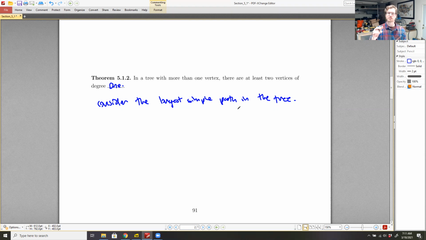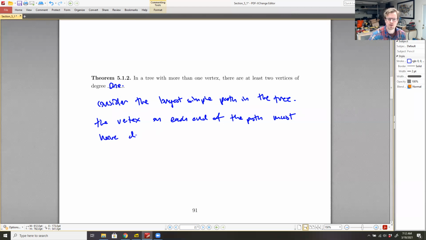We can find it because there is one. There might be more than one, maybe 7 of them all have the same length and they're all the longest. That's fine. Pick any one of them. But consider the longest simple path. What we would have is that the vertex on each end of the path must have degree 1. If they didn't, then you could add another edge and it would be a longer path, contradicting the fact that it was the longest one.